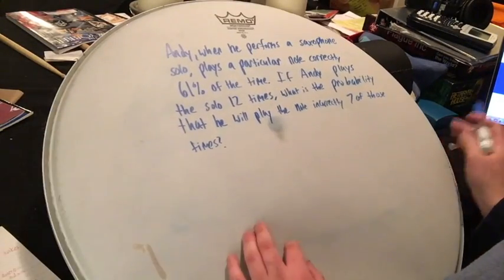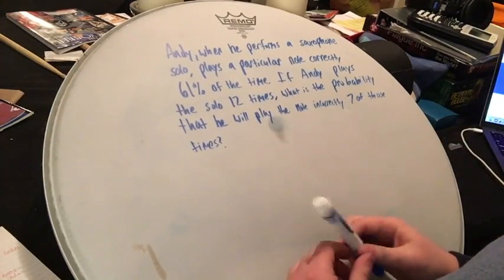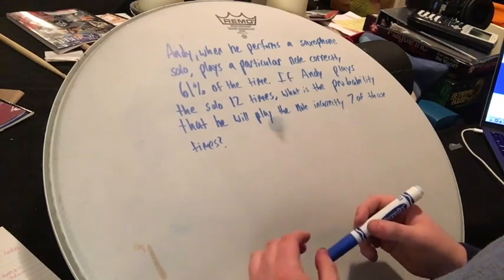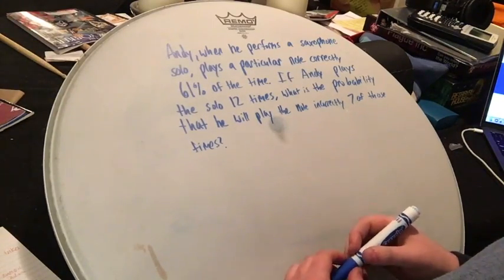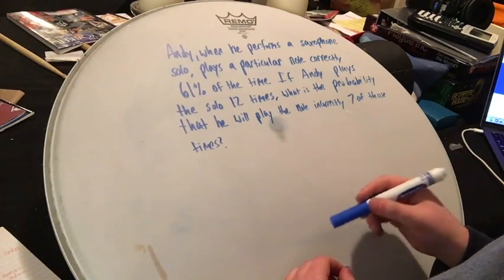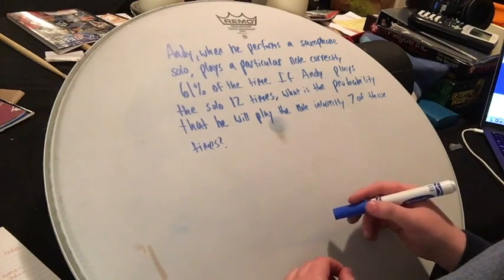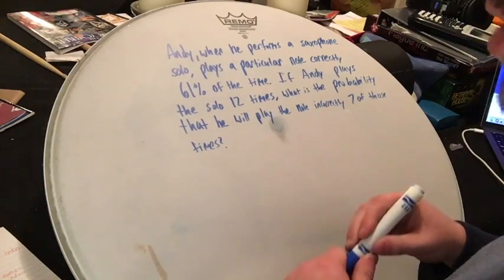Let's look at some probability distribution, shall we? This problem says, Andy, when he performs a saxophone solo, plays a particular note correctly 61% of the time. If Andy plays the solo 12 times, what is the probability that he will play the note incorrectly 7 of those times? So this is binomial distribution.